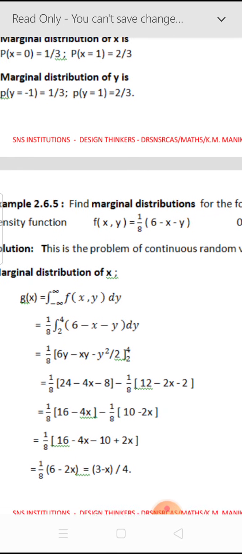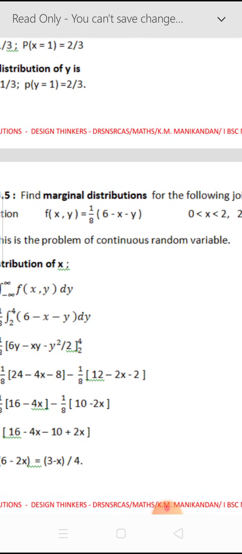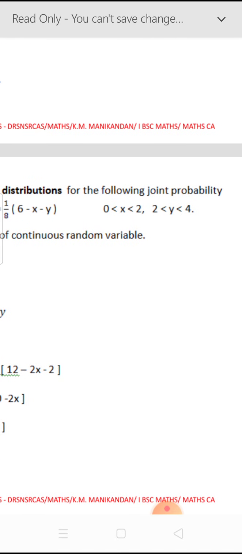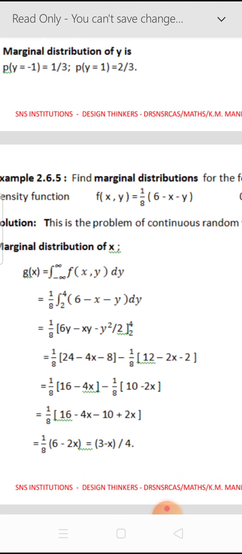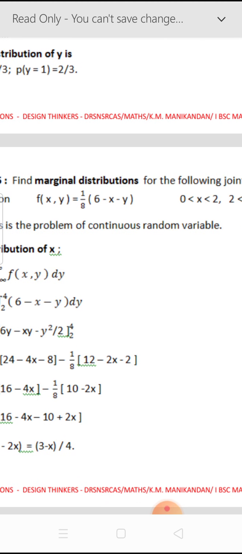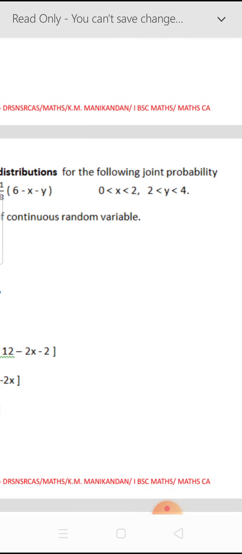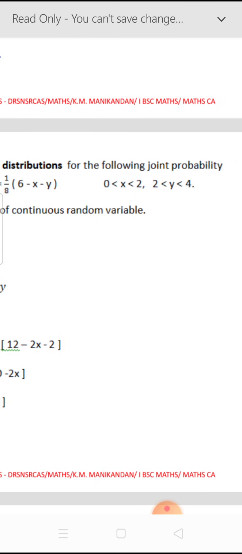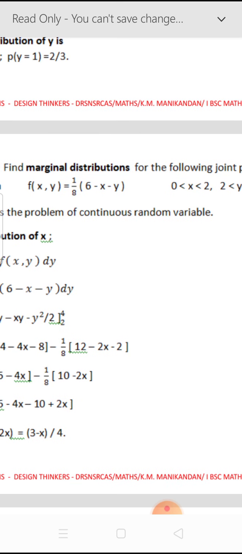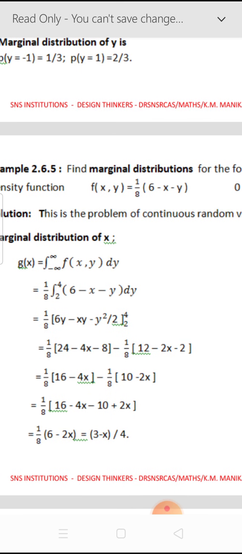Next we discuss one more example. Find the marginal distributions for the following joint probability density function: f of x comma y equal to 1 by 8 into 6 minus x minus y, 0 less than x less than 2 and 2 less than y less than 4. We are given the joint probability density function. Therefore, the given variable is a continuous random variable.